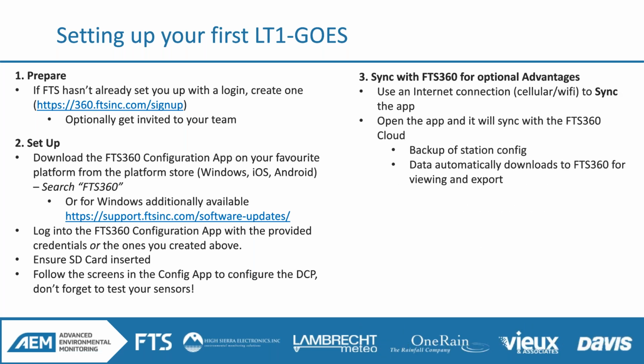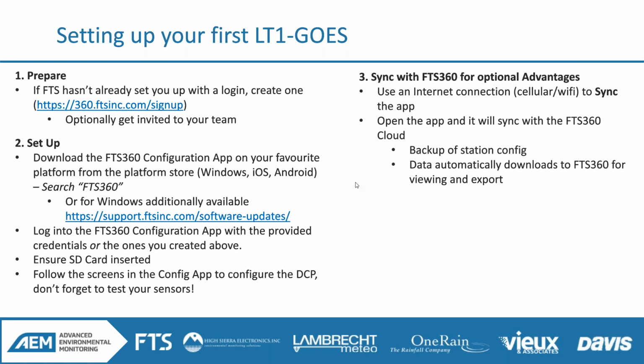If you did want to proceed further into step 3, which is using the advantages of FTS360, when you get back from the site and have an internet connection, could be cellular or Wi-Fi, all you have to do is sync the app and we take care of the rest for you. So we back up that station config, and then the 360 will automatically start collecting that data for viewing and exporting with the next transmission. And then you can start using the 360.